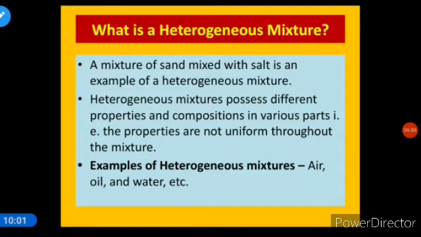Air, in air you see somewhere the oxygen is lacking at high altitudes. In the mountains the oxygen level is very less. In the plains, the oxygen level is normal. Somewhere the nitrogen level is more. So it is not uniform. The gases are not uniform all around. That's why air is also a heterogeneous mixture.